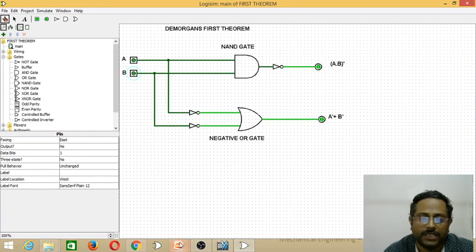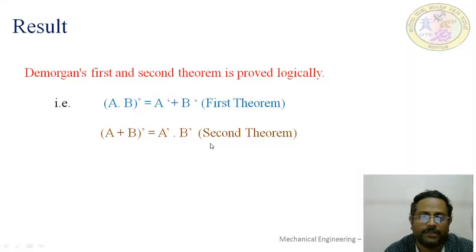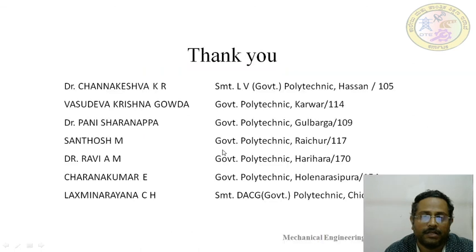Next, we will see the result. Till now, we have designed the circuits, verified the truth table, and proved logically De Morgan's first and second theorems, that is A into B whole bar is equal to A bar plus B bar, that is the complement of the product is equal to the sum of the individual complements. In the same way, the complement of the sum is equal to the product of their individual complements. Thank you.